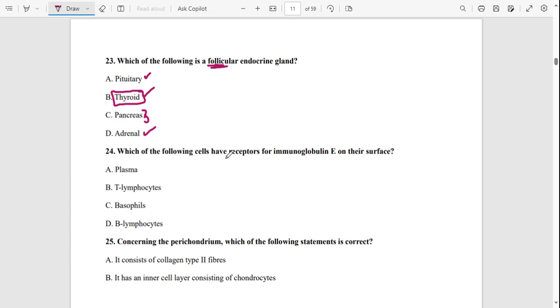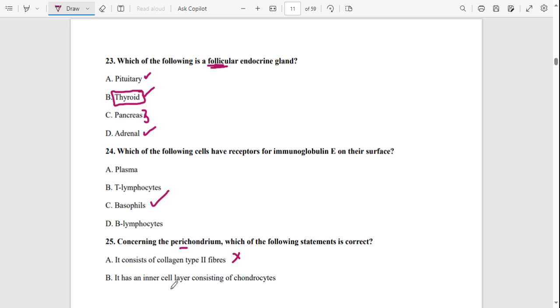Which of the following cells have receptors for IgE on their surface? Immunoglobulin E. We said basophils and mast cells are the only ones which have receptors for IgE. Concerning the perichondrium, which of the following statements is correct? It consists of collagen type 2. Now, perichondrium does not have collagen type 2. So this is not correct.